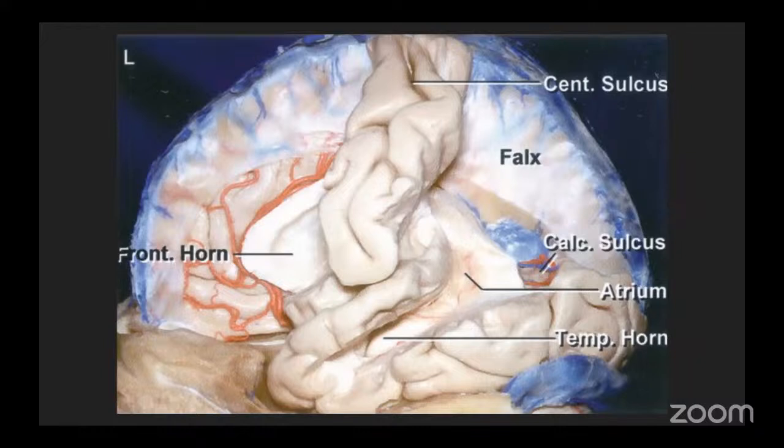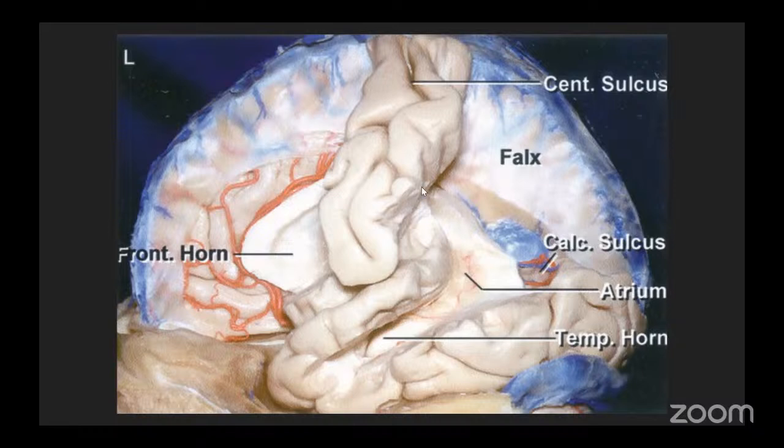It's a similar dissection, and you can now see the frontal horn, and also the temporal horn deep to the middle temporal gyrus. The atrium has been completely exposed here. The entire lateral ventricle has been exposed here, apart from the posterior horn. You can see the atrium deep to the supramarginal gyrus, which has been dissected away.